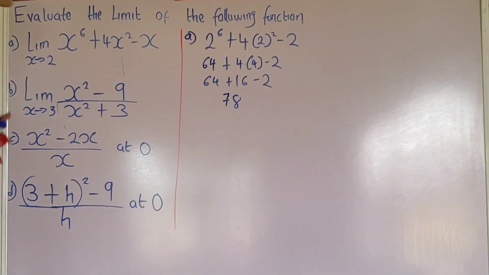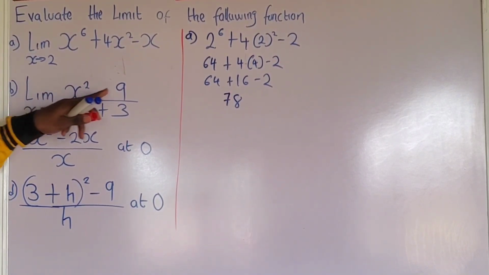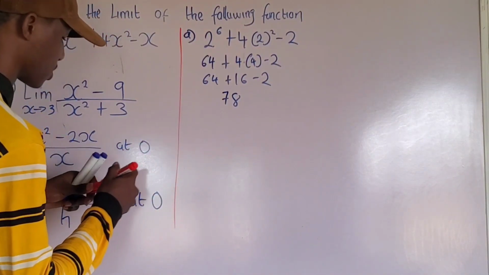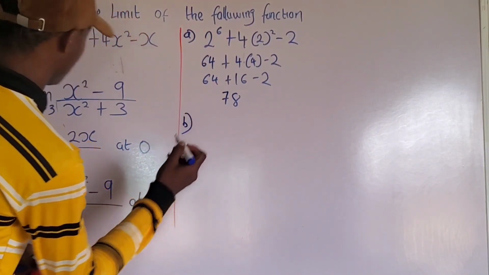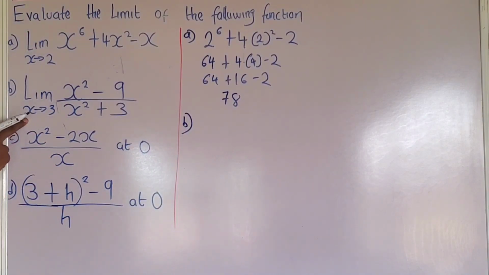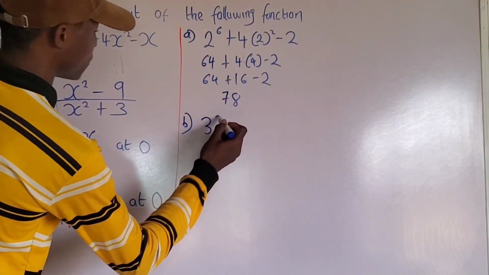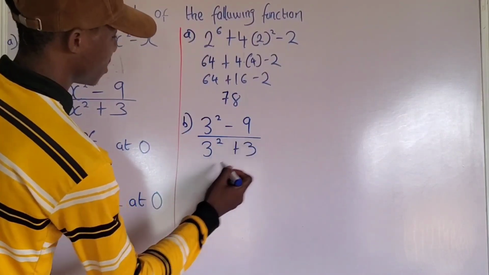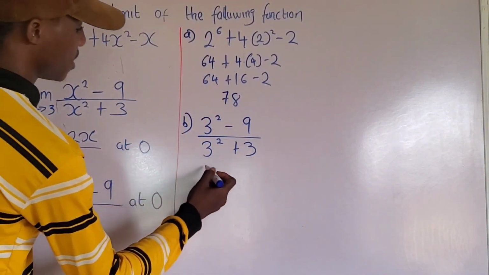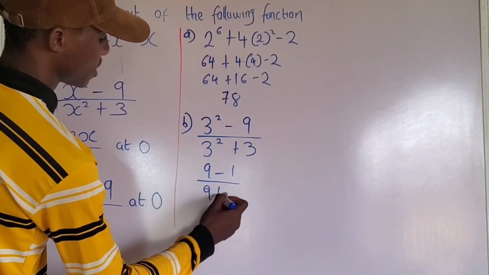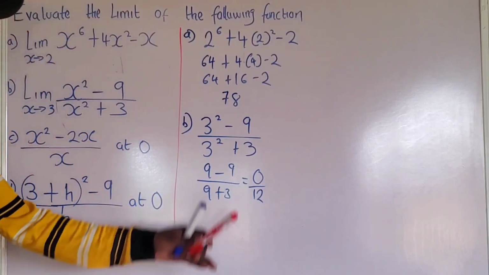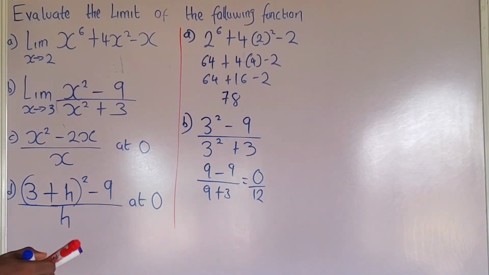Now, for the second question, we have to find the limit of x to the power of 2 minus 9 all over x squared plus 3 as x tends to 3. That is question 2. Now, if you want to use the direct substitution method, you're going to have 3 raised to the power of 2 minus 9 all over 3 raised to the power of 2 plus 3. For this I'm going to have 9 minus 9 all over 9 plus 3, which is what? 0 all over 12. You can see that the direct substitution method doesn't work.